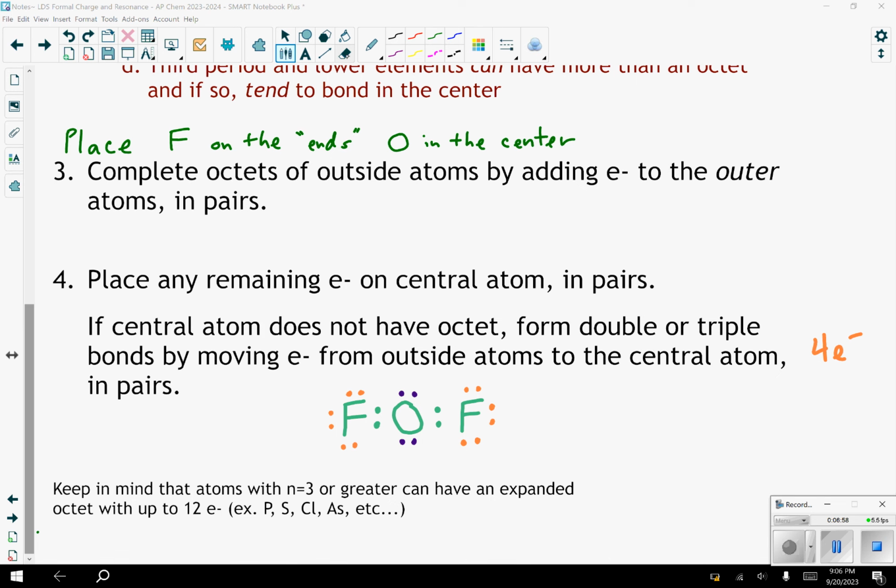Except for taking our shared pairs of electrons and turning them into a bond line. And since it was a single pair of shared electrons on either side, we would get a single bond line on each side. That is the final answer for the Lewis dot structure of oxygen difluoride.